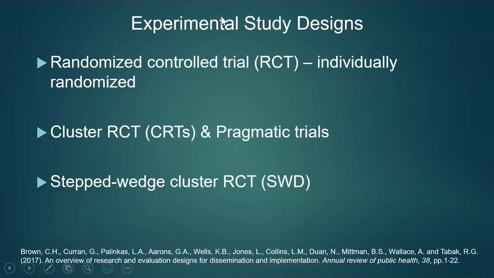Okay, so we're talking about experimental study designs, and we discussed randomized controlled trials, which are abbreviated by RCT. They are individually randomized, and they tend to be used for efficacy research of experimental drugs, therapies, and devices. Then we have cluster randomized controlled trials, which are often abbreviated by the acronym CRT. They're very closely related to pragmatic trials. I'll define some of the differences in the next slide.